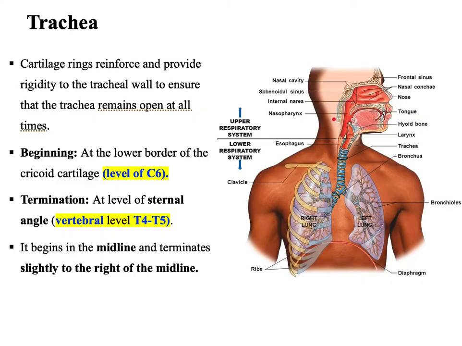And again, the presence of the cartilage in the trachea reinforces and provides rigidity for the trachea wall, so make sure that it will not collapse or close, so it keeps always open. So it's important to know it starts from the lower part of the larynx from C6 until it bifurcates at the level of T4, T5.